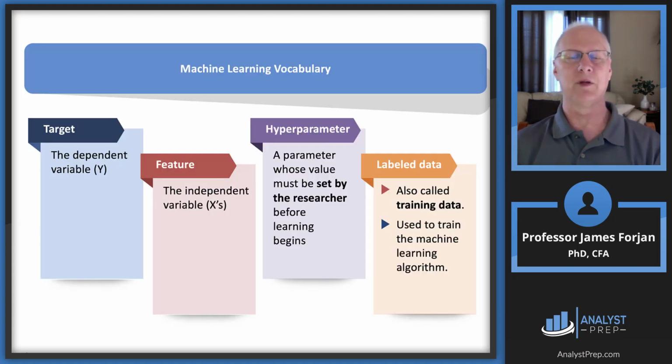All right, some quick vocabulary. You probably remember this. Target is the dependent variable. The independent variables are known as the features. And then we need this hyperparameter.